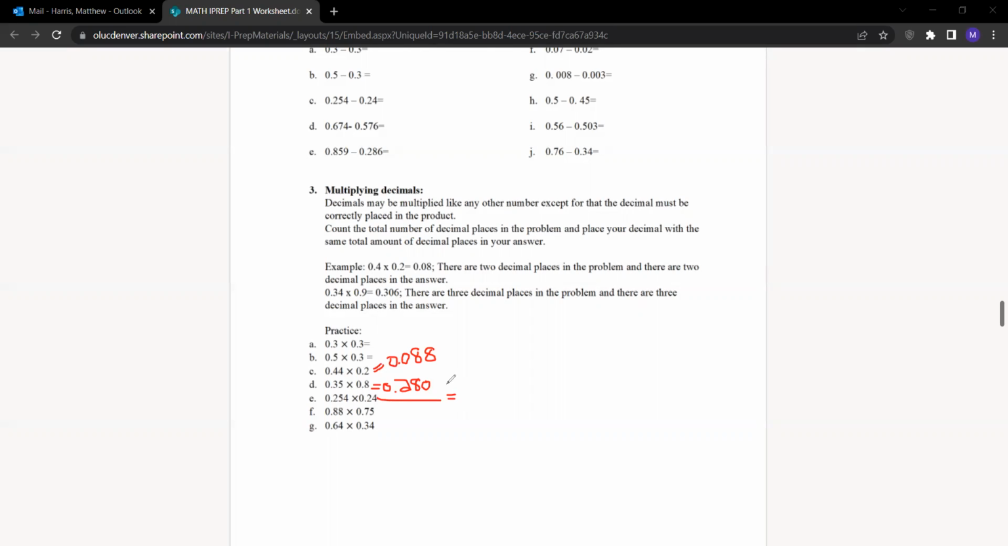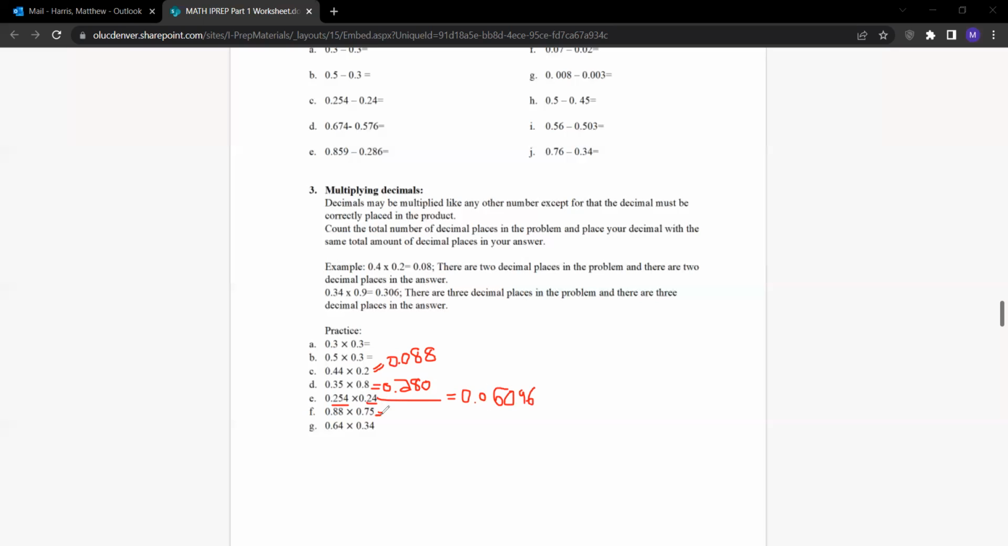We have 254 times 0.24. So you get 254 times 24 is 6,096. I'm not going to put a space. But we can see we need 5 decimals behind the line, right? So 1, 2, 3, 4, 5. So 0.06096 is our final answer.